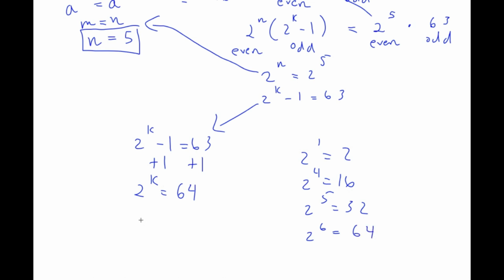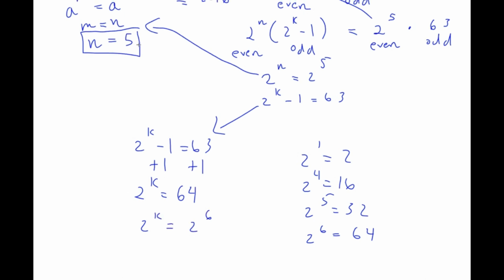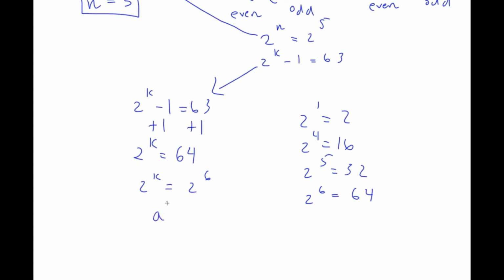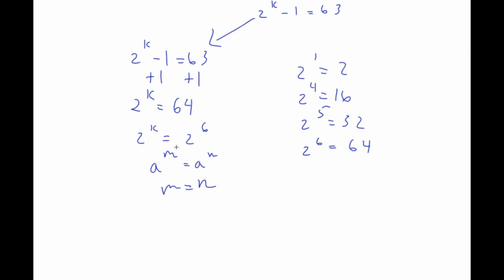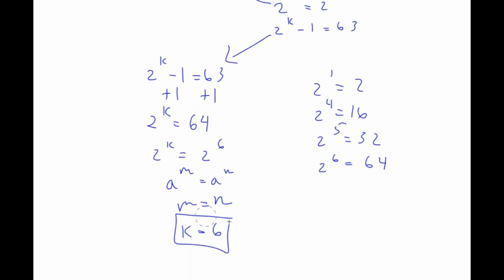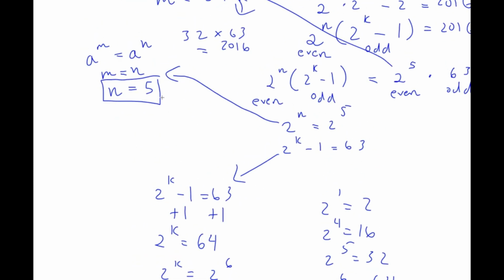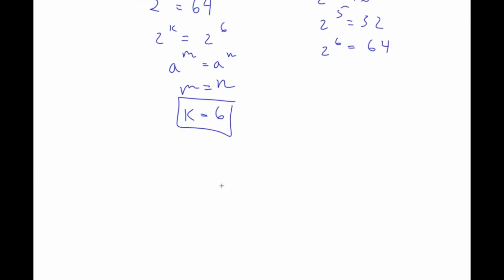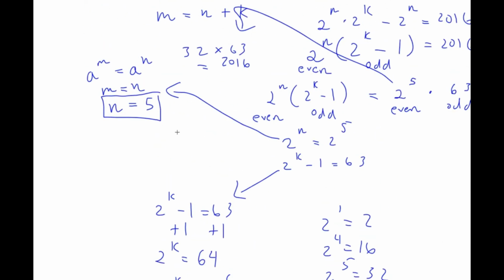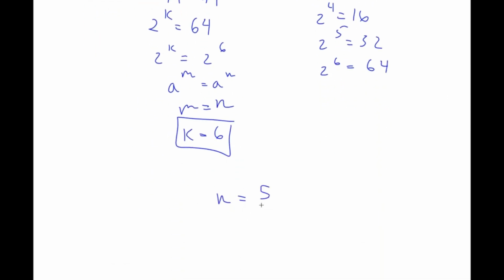So now we have 2 to the power of k is equal to 2 to the power of 6. And again, remember, if we have something in the form a to the power of m is equal to a to the power of n, this means that m is equal to n. So in this case, k is equal to 6. So now we have our value for n and our value for k. We know that n is equal to 5. k is equal to 6.